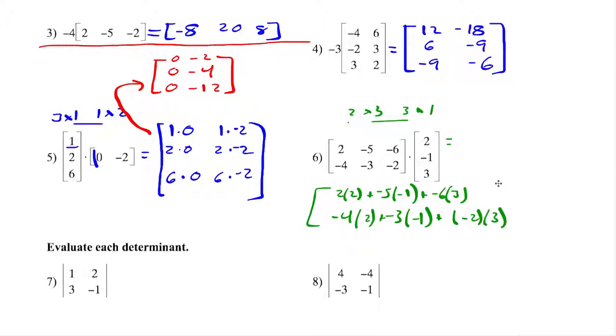So that gives us our 2 by 1 matrix, which, in looking at all this, we get a 4 plus 5, which is 9. And 9 plus a negative 18 is going to give us a negative 9. And we have a negative 8 plus 3. So negative 8 plus 3 is negative 5. Plus a negative 6. So negative 5 plus negative 6 is negative 11. And that's our answer there.